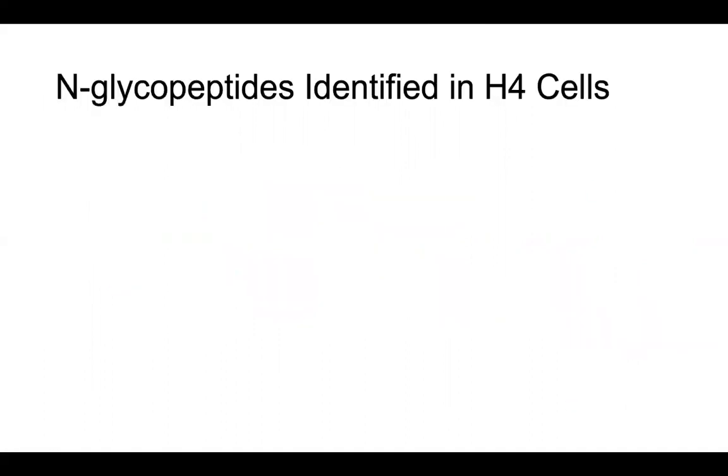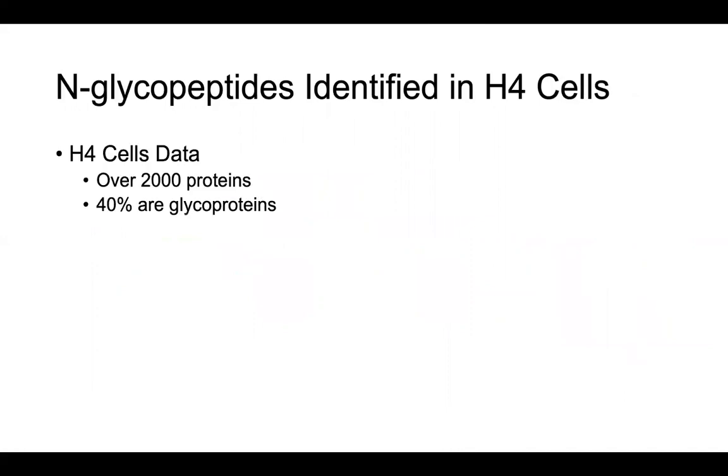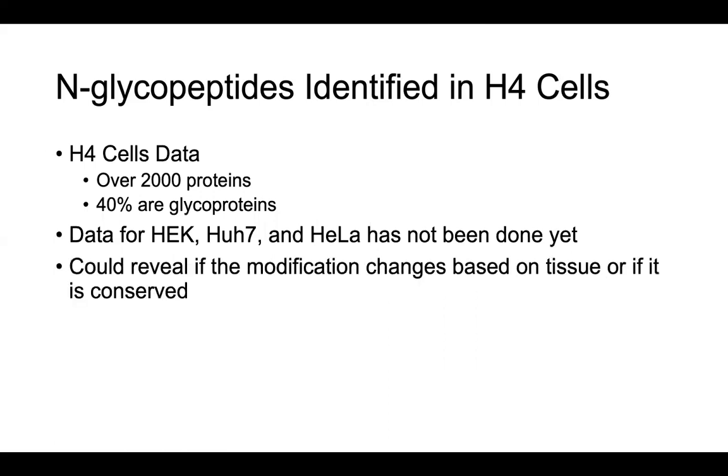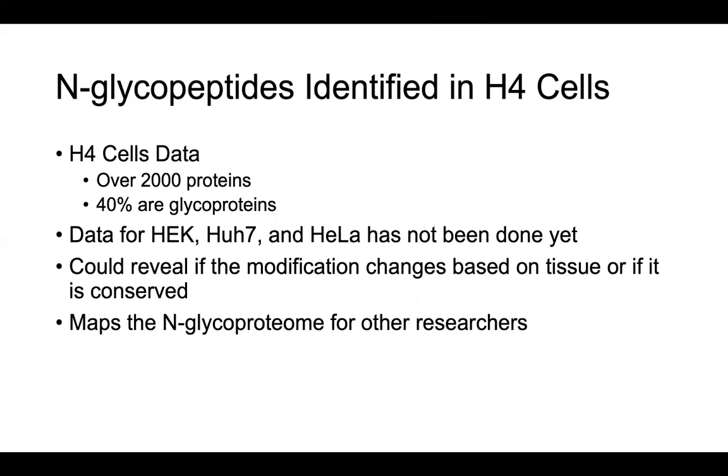Using this, we have identified N-glycopeptides in H4 cells, with over 2,000 proteins and 40% of those being glycoproteins. Data for U7 and HeLa has not been done yet, and we're still waiting for those results. This could reveal modification changes based on tissue, or if it is conserved throughout the human body. And this maps the N-glycoproteome for other researchers.